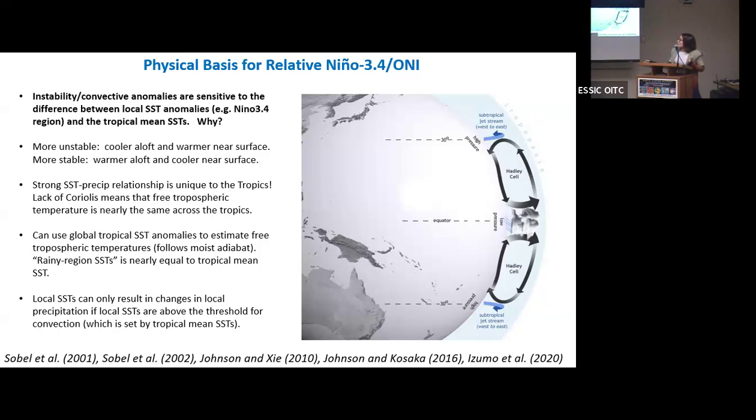So basically the bottom line is local SSTs can change rainfall, but only when they're above that threshold, which can be estimated by the tropical mean SSTs. If you have more questions, I definitely refer you to these references at the bottom. They go really into the theory of this. But this is physically based, guys. This isn't just something we're making up here.